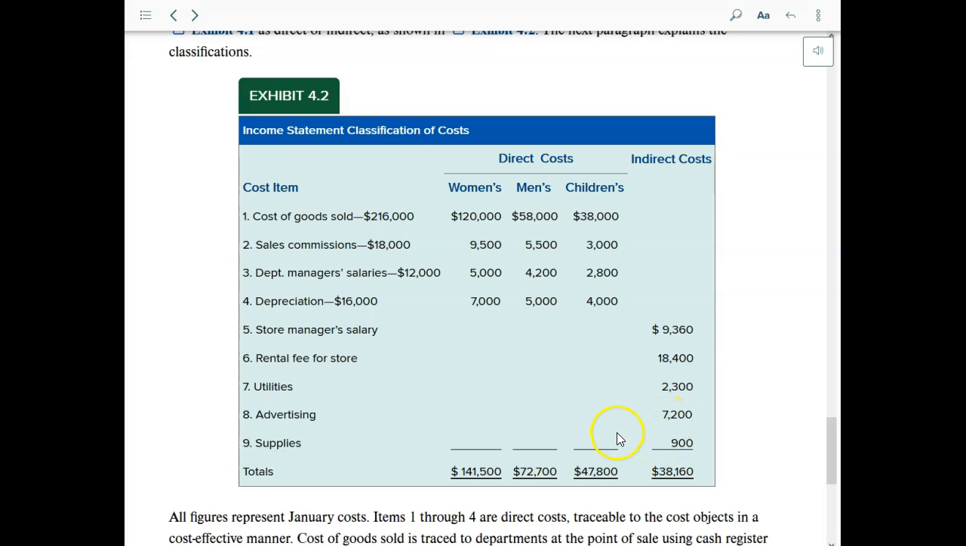For example, let me pick the rental fee for the store. If it costs $18,400 per month to rent the store, well, these three departments all get use of that. They're all in the store. So we need to allocate somehow the rental cost for the whole store to the three departments. The same way with all these other costs, even down to supplies. How do we allocate these to the various departments? These are indirect costs, and we have to find a way to allocate those, hopefully fairly, to the three departments.